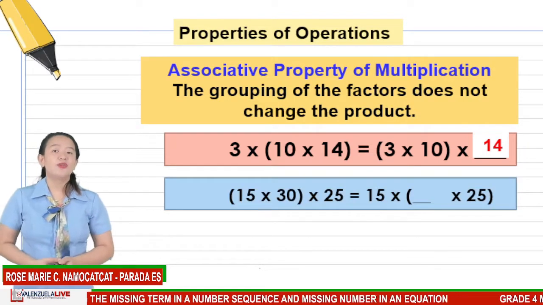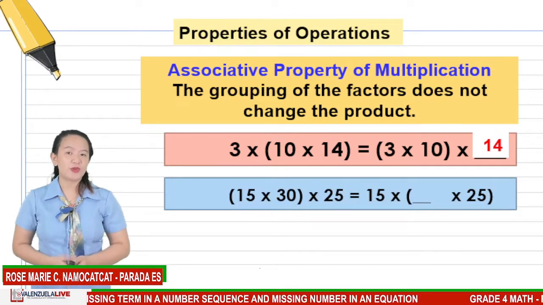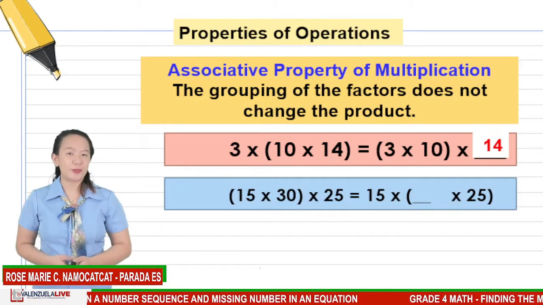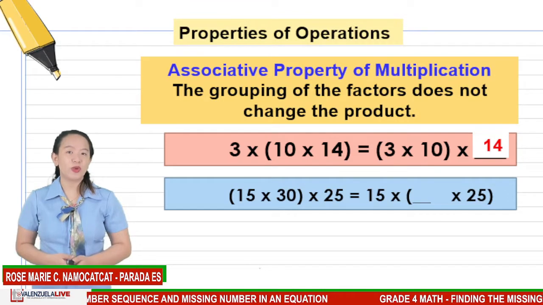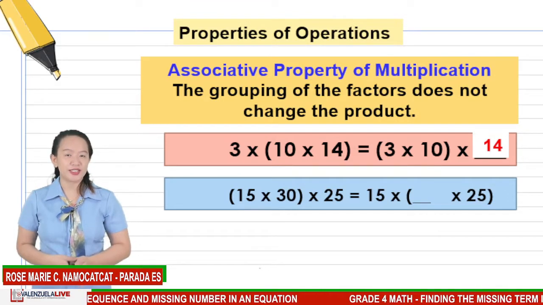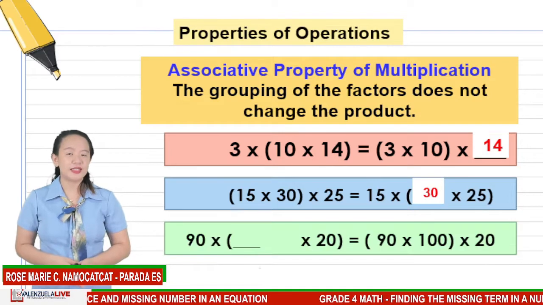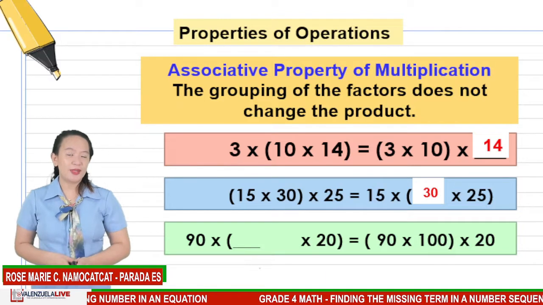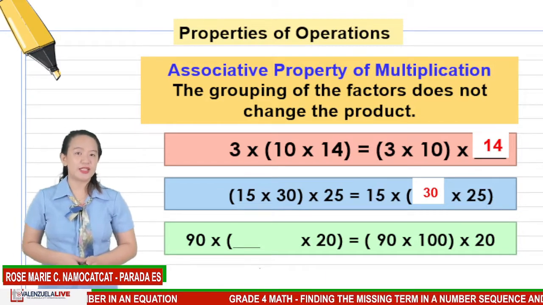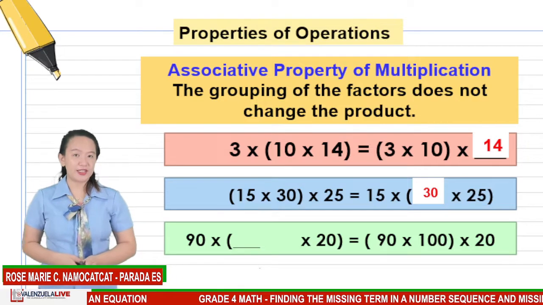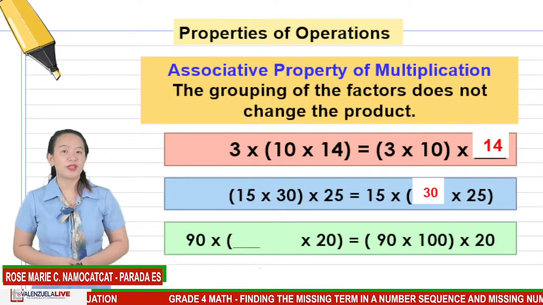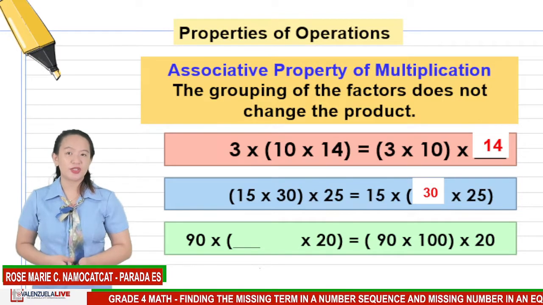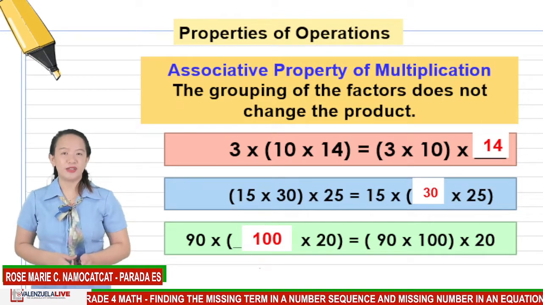The next one, open and close parenthesis 15 times 30 times 25 is equal to 15 times open parenthesis blank times 25 close parenthesis. The answer is 30. Great. And the last example, 90 times open parenthesis blank times 20 close parenthesis is equal to open and close parenthesis 90 times 100 times 20. So what will be the number that we should use in the equation? It should be 100. Great.